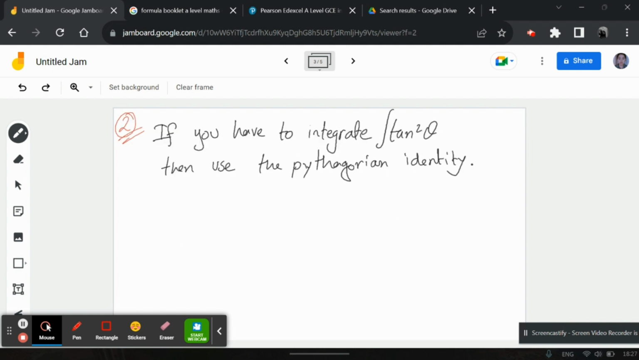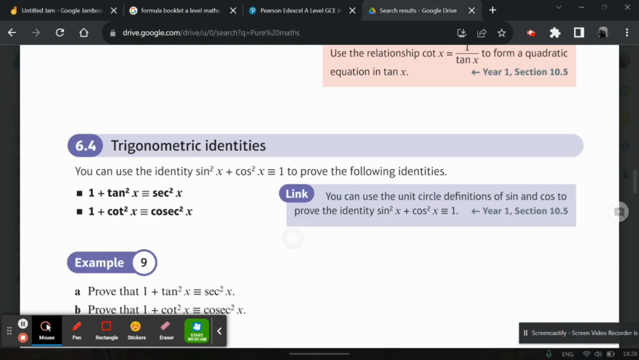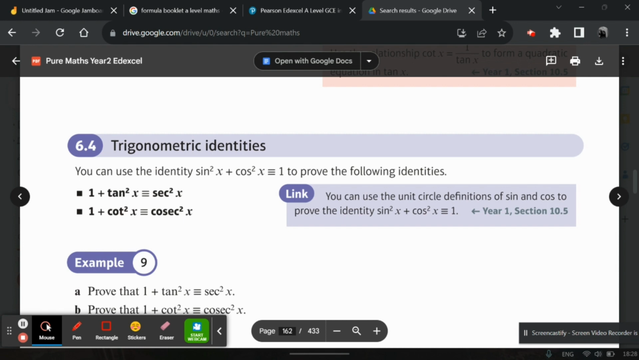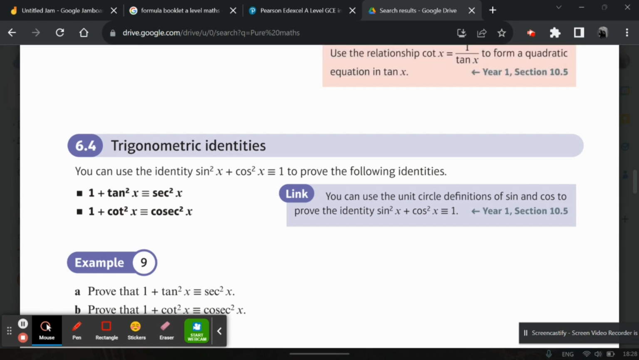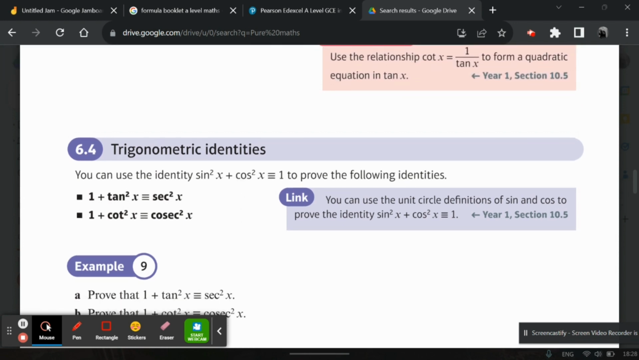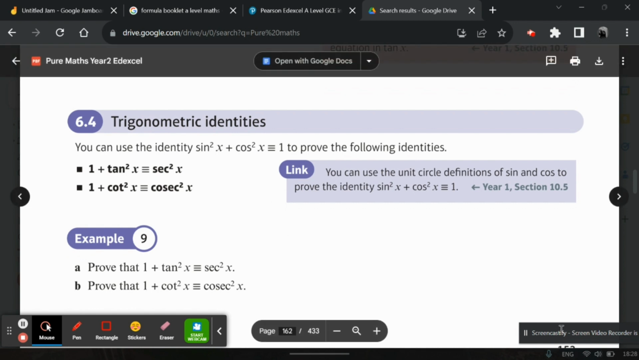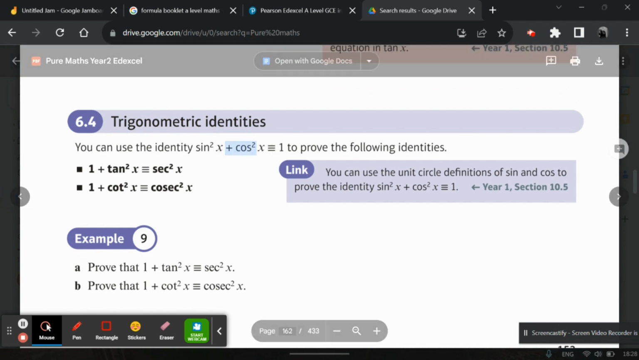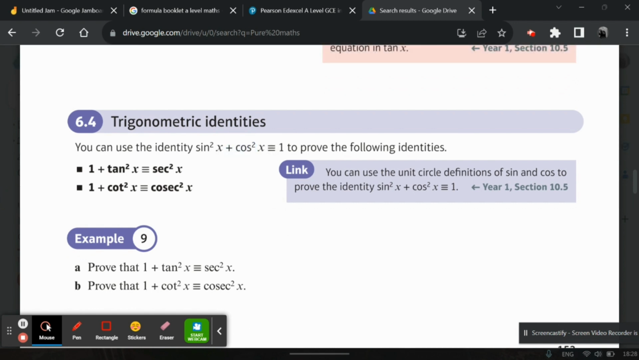So in number 2, if you have to integrate tan squared theta, then use the Pythagorean identity. And by the Pythagorean identity, I meant these formulas. You can find them in the year 13 pure book, so pure book year 2. We learned this one in year 12: sine square plus cos square is equal to 1. And in year 12 there was another one, like tan is equal to sine over cos.